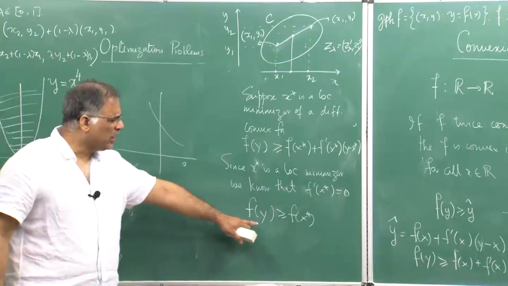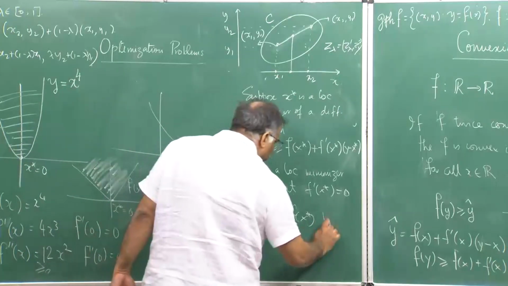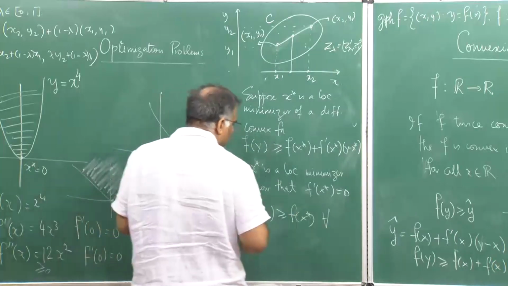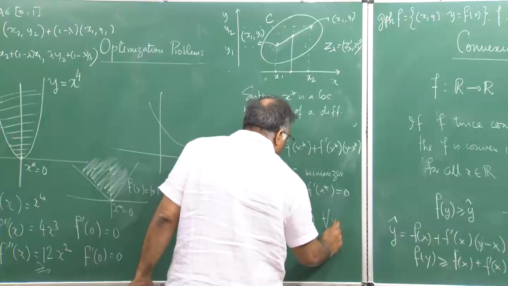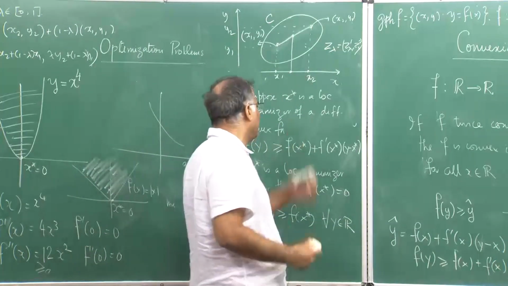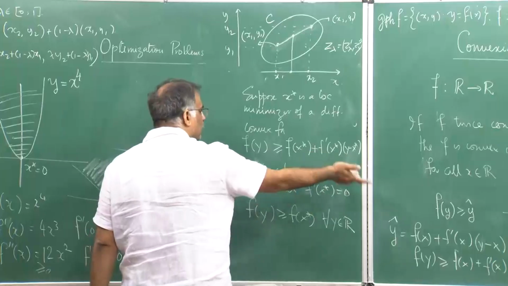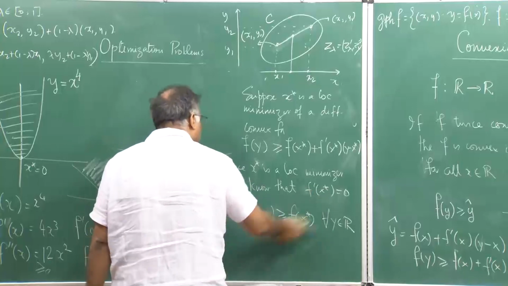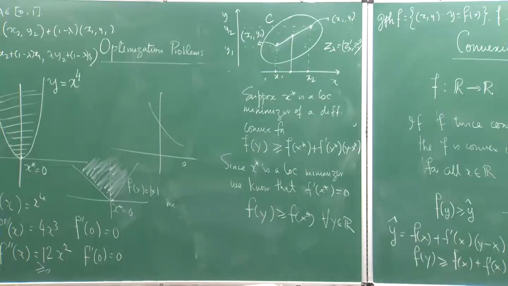Whatever y I have chosen is arbitrary in R. So this is true for every y in R, because your y was chosen arbitrarily. Whatever y you choose, you make the pair y, x star, apply this fact and put f dash x star equal to 0 because it is a local minimizer. This will always happen, and hence you will immediately get the fact that x star is a global minimizer.